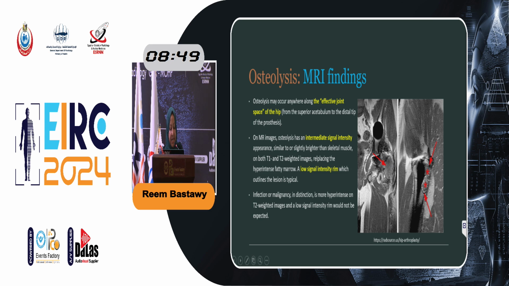And the characteristic hypointense rim surrounding the lesion is characteristic to differentiate osteolysis from other conditions like infection and malignancy. Another differentiating point is the signal intensity. This intermediate signal intensity is unlikely with malignancy or infection. They commonly have hyperintense signal instead of this intermediate signal.